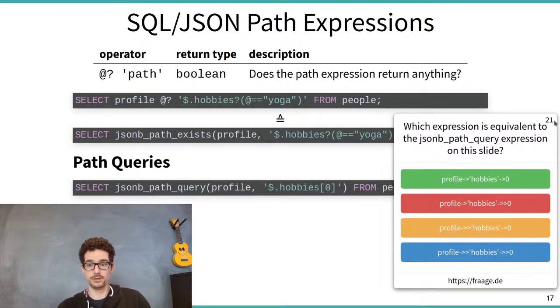Okay, 21 people answered. I will show you the solution. So these ones here make no sense, because after you convert something into a text, you cannot continue with JSON operators here anymore. And here, does it return a JSON? That would be a difference here. Or does it return a text?